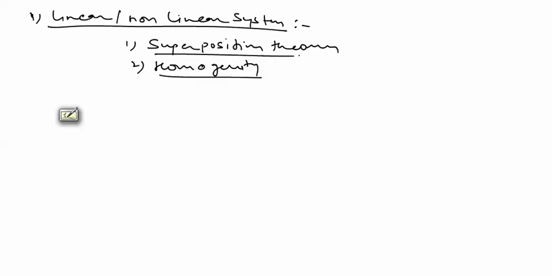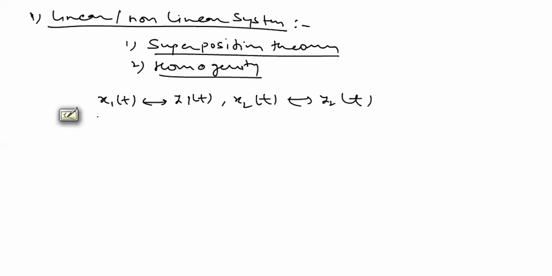Superposition and homogeneity. What do we actually mean by superposition? It means that when an input x1(t) is applied, the result is y1(t); when x2(t) is applied, the result is y2(t). If both are applied together, the result will be the combination of these two.